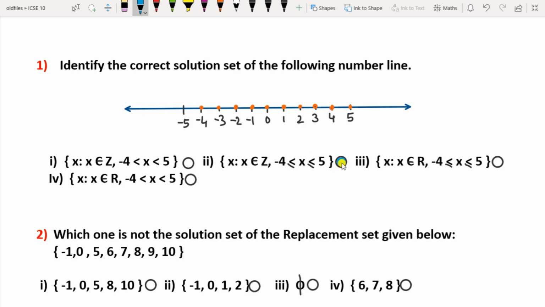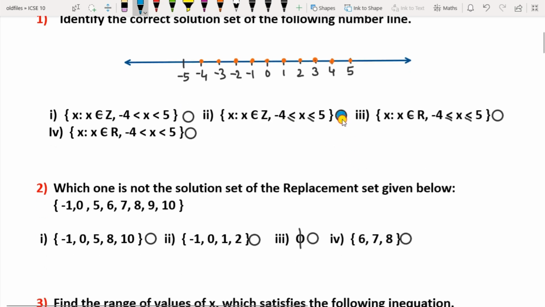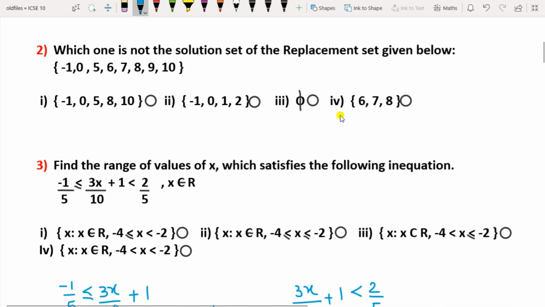So this is the pattern to solve MCQs. Okay, next question here is: which one is not the solution set of the replacement set given below. Now this is the set given below. Which one out of these is not the solution set of this replacement set? So you can see here -1, 0, 5, 8 and 9, all the terms are here. Now in this case -1, 0, 1 and 2 is not included in this replacement set. 5 is a subset of this. 6, 7, 8 is also a subset of this. So this is the correct option. So you have to tick it like this.